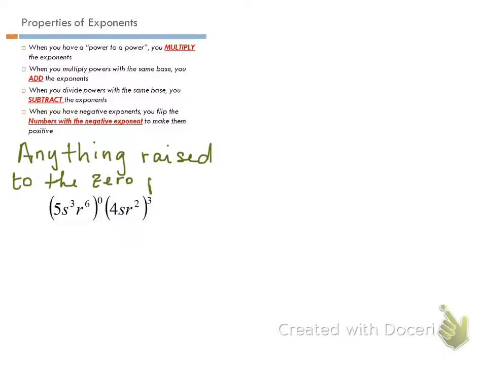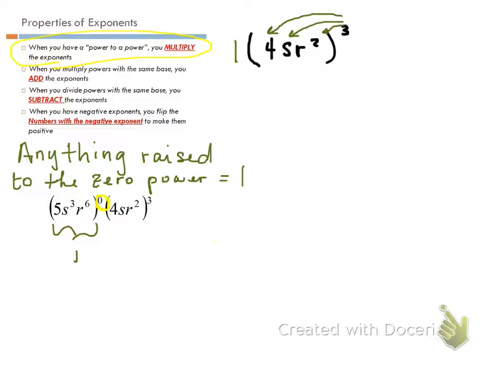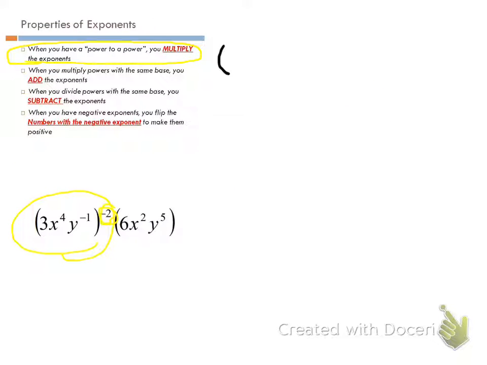Now for this one, remember, anything raised to the 0 power is 1. That means that first whole thing is 1 because it's raised to the 0 power. So all we have to look at is the second part. So we have 1 times 4s r squared to the 3rd power. Since it's a power to a power, we distribute and multiply those powers out. So you have 4 to the 3rd, s to the 3rd, r to the 6th. There's no negatives, there's no terms to combine, so we're finished.